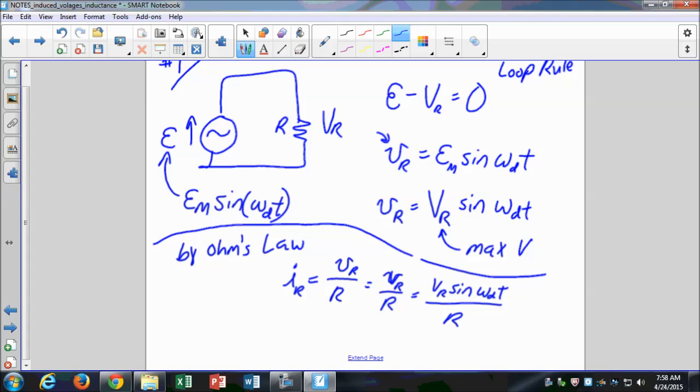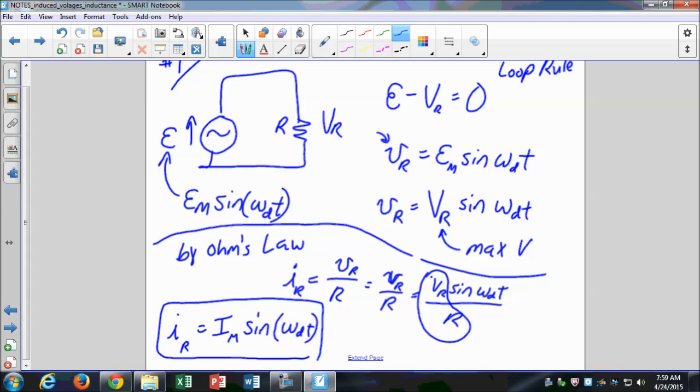I can further write this, since this VR over R is just my maximum current. I can say that my current on the resistor is equal to I max, my amplitude, times sine of omega d t. Okay, so you'll have this on your equation sheet. Let's see, you might also have this. I'll get your equation sheet out soon so you can be looking at it. And I'll say this is for a circuit with a resistor and a power supply.